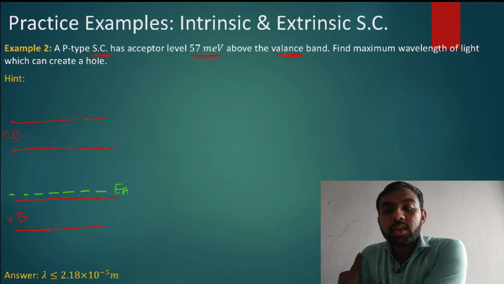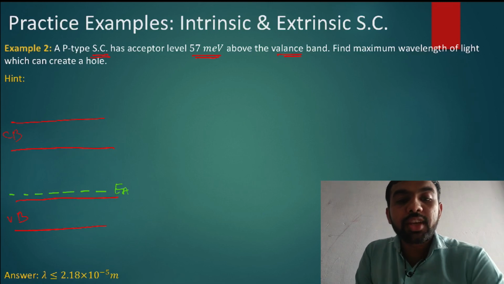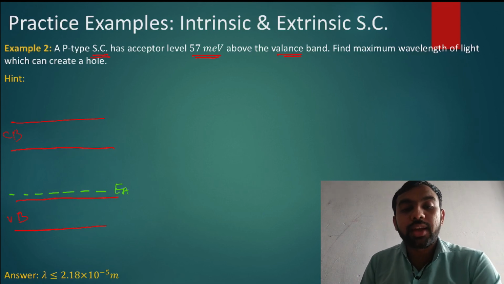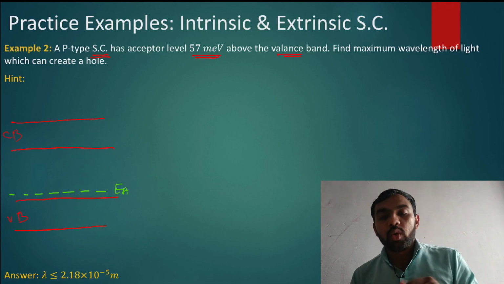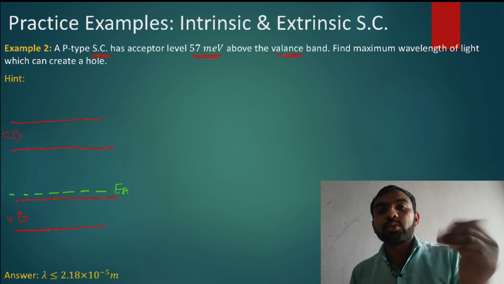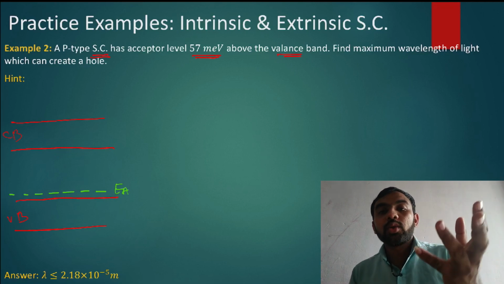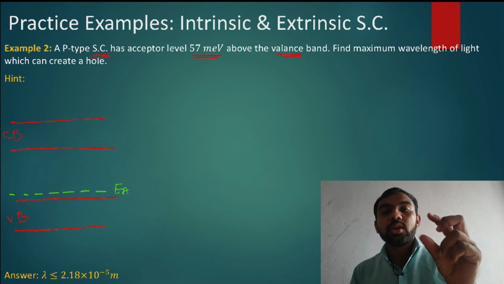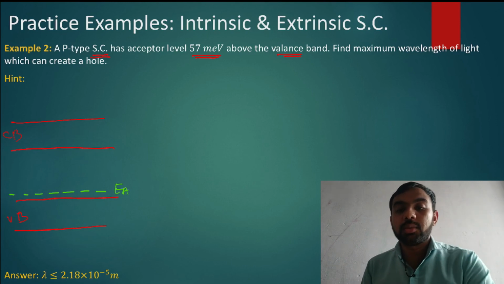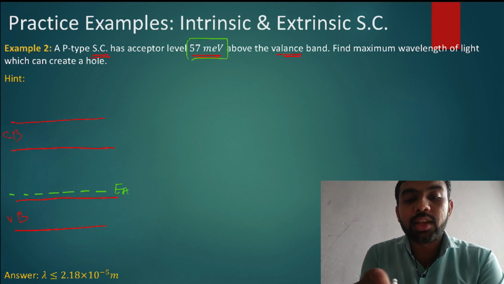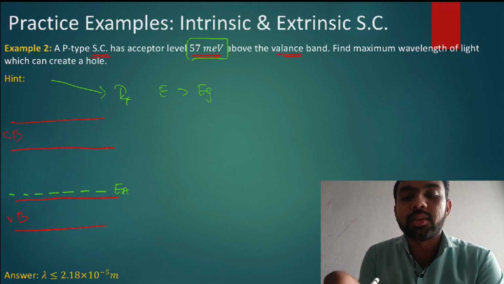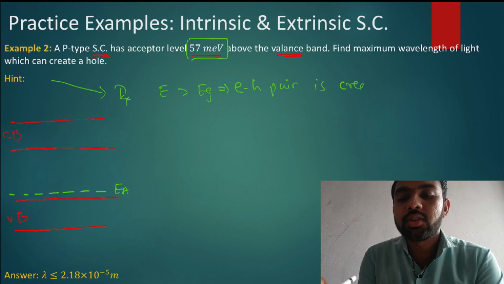ऐसा होगा एक्सेप्टर लेवल. Find the minimum wavelength of light which can create a hole. So we have to find the minimum wavelength of a light to create a hole. होल क्रिएट करना मतलब क्या? इलेक्ट्रॉन जो है उससे अलग हो जाएगा तो होल क्रिएट होगा. ठीक है, इलेक्ट्रॉन होल पेयर को जनरेट करना है यहाँ पे, मतलब आपको कितनी एनर्जी देनी पड़ेगी, इतनी एनर्जी आपको देनी पड़ेगी.